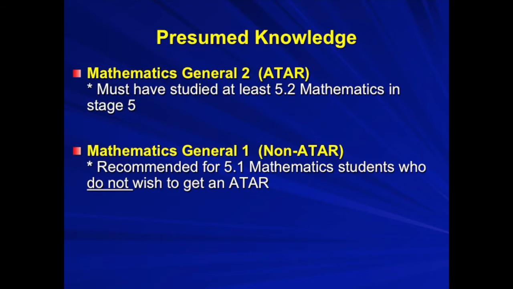Now, this means that it's recommended for 5.2 and 5.3 mathematics students. Now, if you've studied 5.1, that doesn't mean that you should not be allowed to study Mathematics General 2. But we advise you to only choose Mathematics General 2 if you were at the top of the 5.1 class and you are willing to put in a lot of effort. Now, Mathematics General 1, we only advise you to do if you did 5.1 mathematics in Stage 5 and you do not wish to get an ATAR.